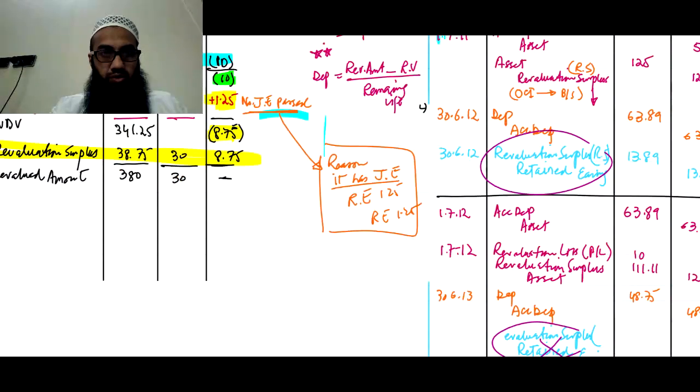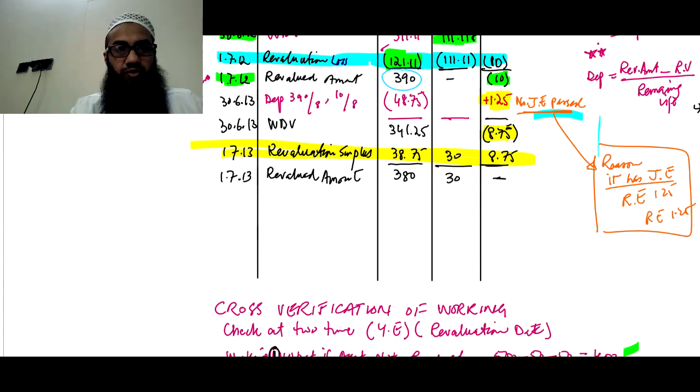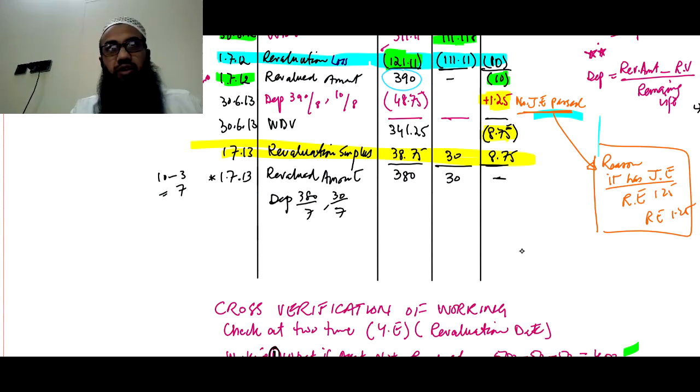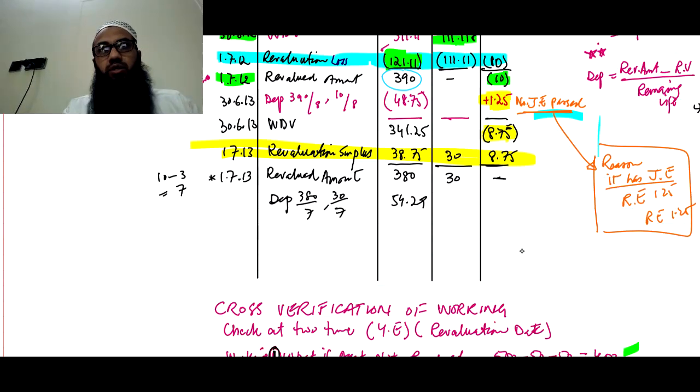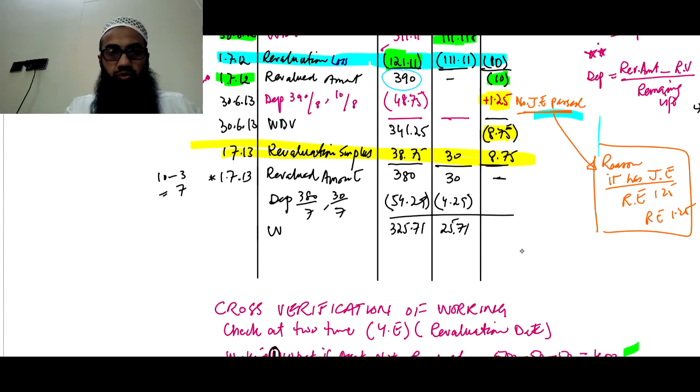Next, a very important point: at the time of revaluation, 3 years have passed, so the remaining life we have to find: 10 years minus 3 years past, so the remaining life is 7. We will pass the depreciation entry: 380 divided by 7 comes to 54.29. So the remaining balance came to 325.71, the WDV on 30th June 14.